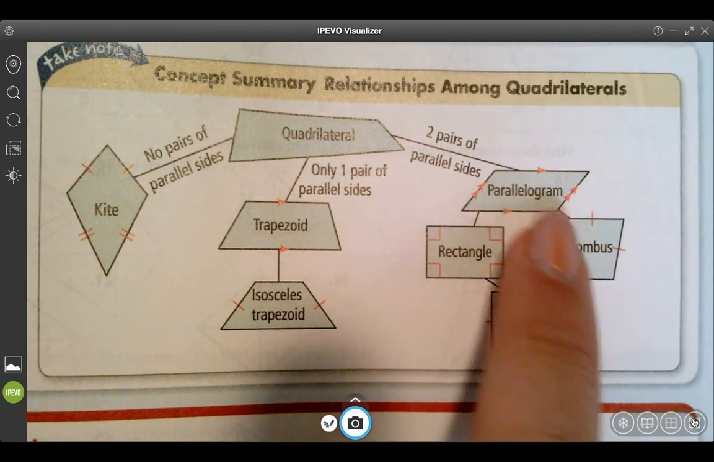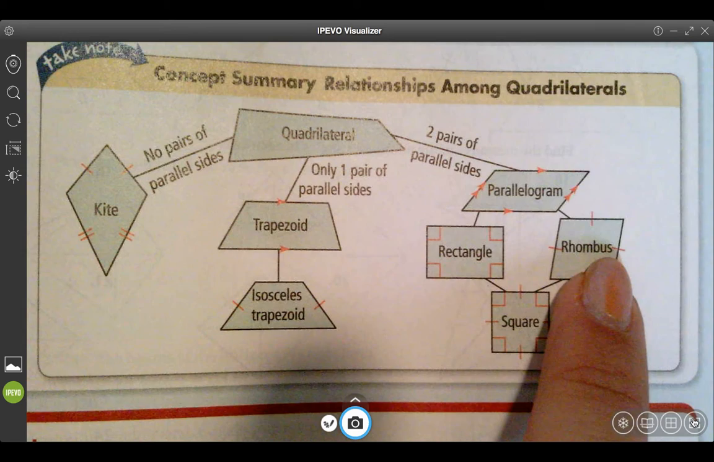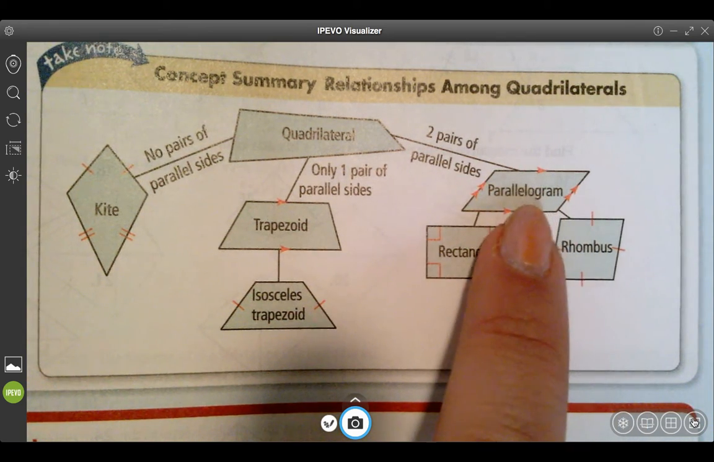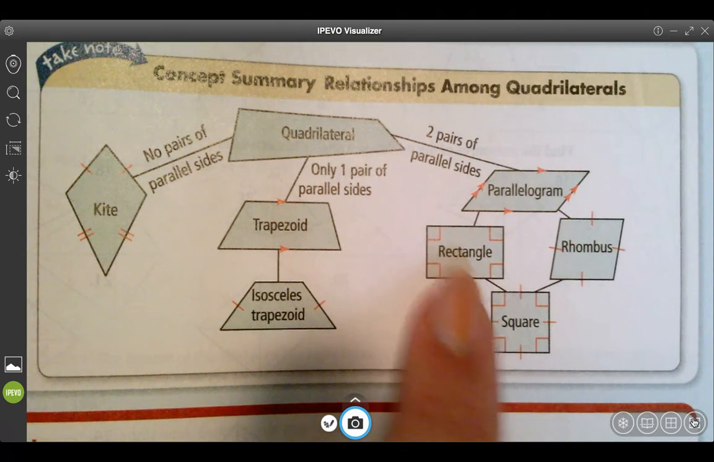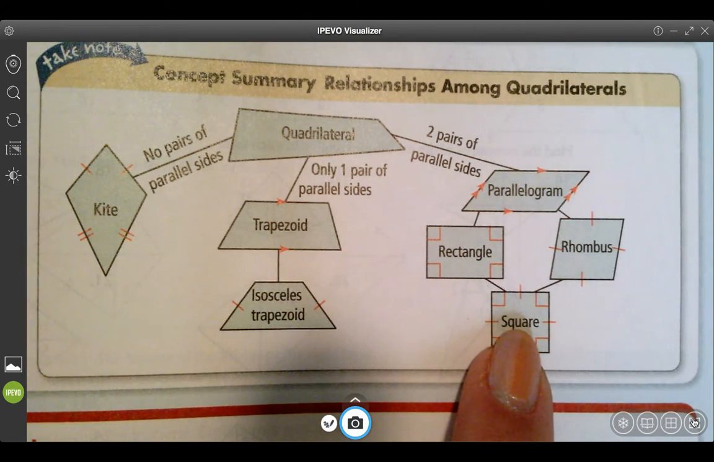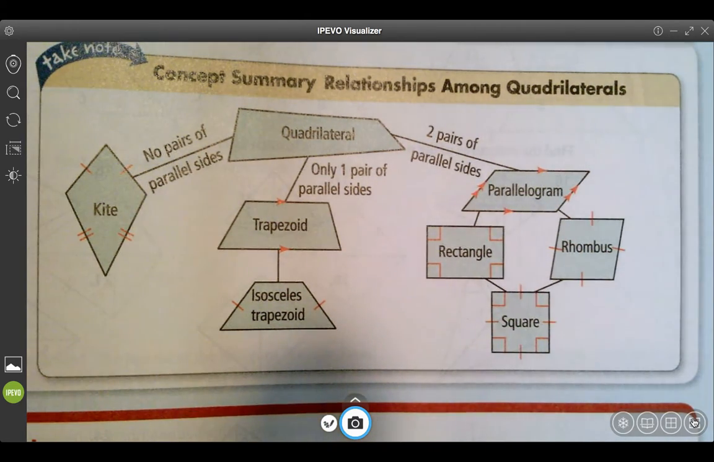If the sides are all congruent, it's a rhombus. If the angles are all 90 degrees, it's a rectangle. If I have both of those, then it's a square. Okay, we'll go through the properties of those in class together.